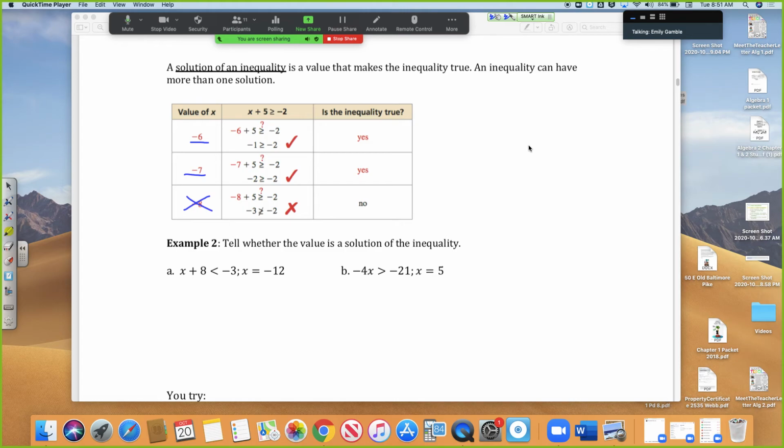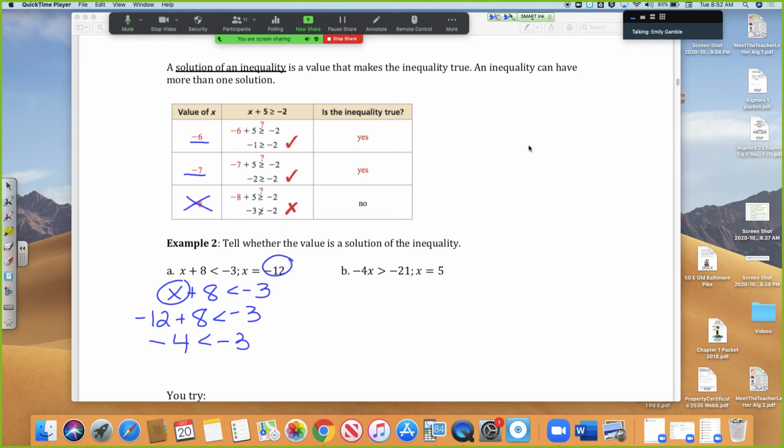I think I did this one with you, but just for a completed note guide, I'll do it again. This says x plus 8 is less than negative 3, and we want to see if negative 12 is the solution. To do this, we replace negative 12 in for x, and then solve using the order of operations on this side. Negative 12 plus 8 is negative 4.